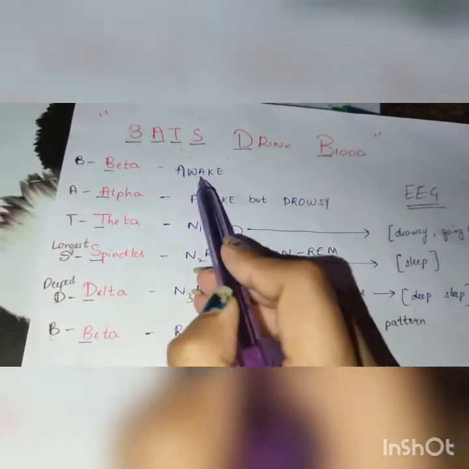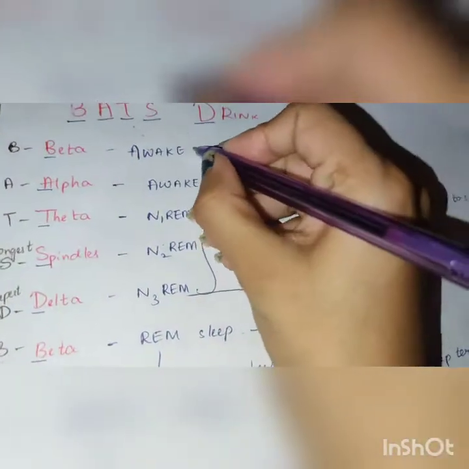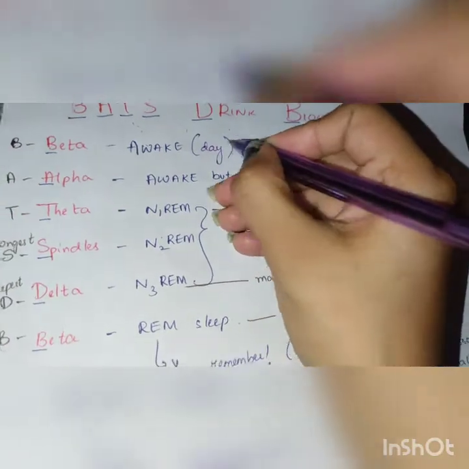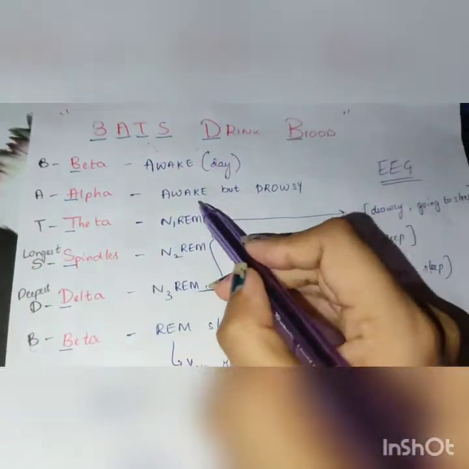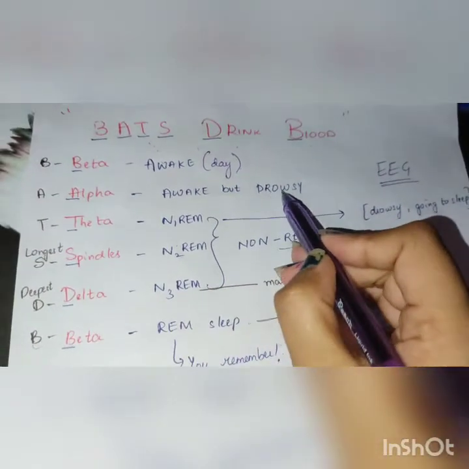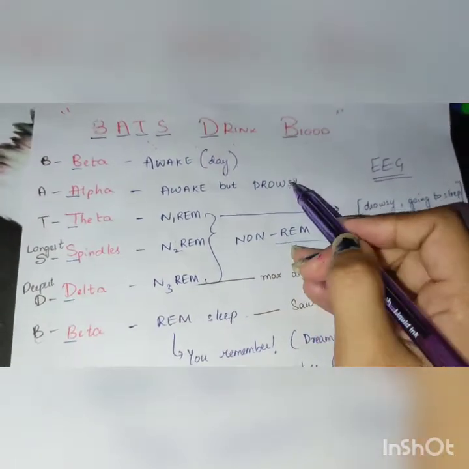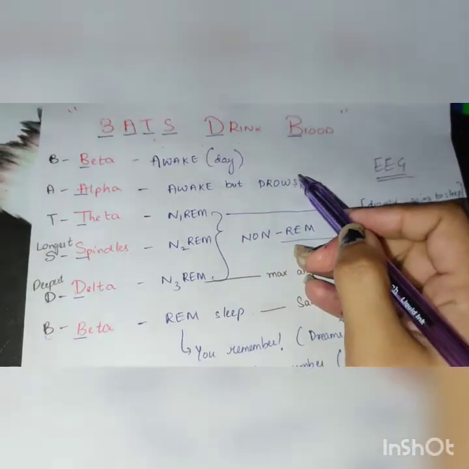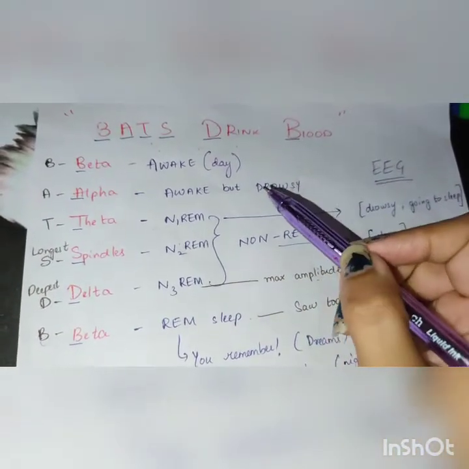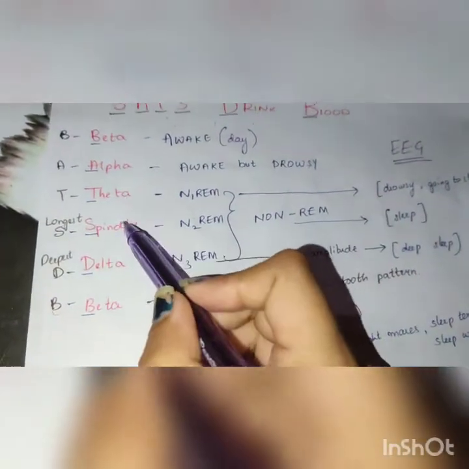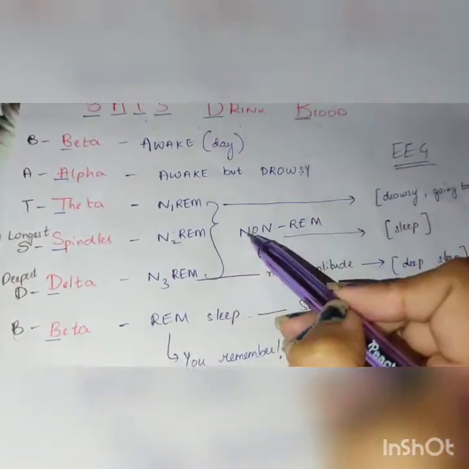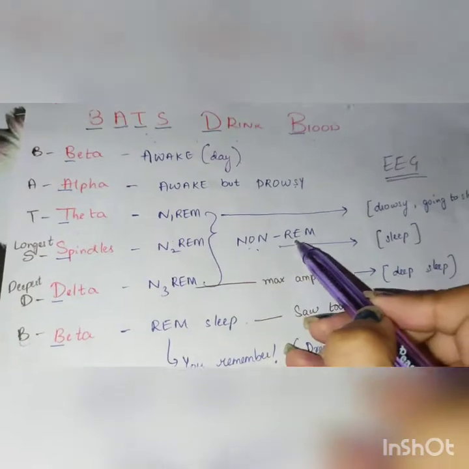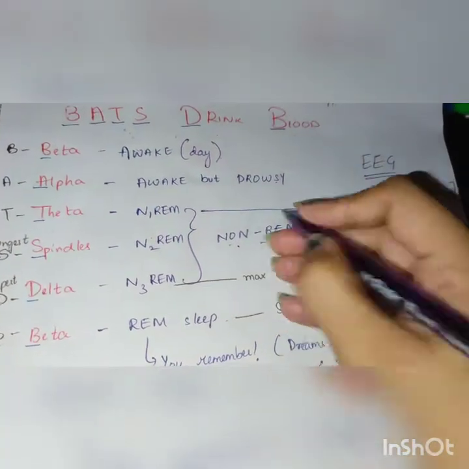Beta waves you see when the patient is completely awake. That is in the daytimes usually, when you are thinking, when your brain is actually functioning. And alpha waves you can see when you're awake but a bit drowsy. Like imagine you're watching some TV show, and you're slowly feeling so drowsy that very soon you're going to sleep. And then theta spindle. Theta waves are seen when you're in a non-REM phase. Non-REM. REM stands for rapid eye movement.